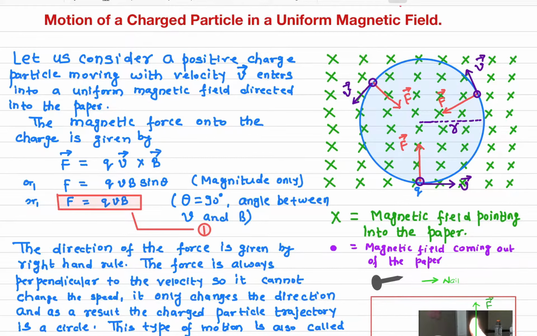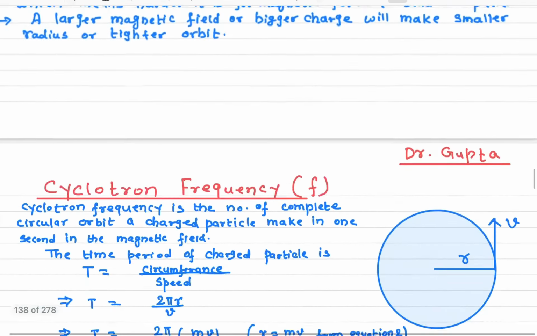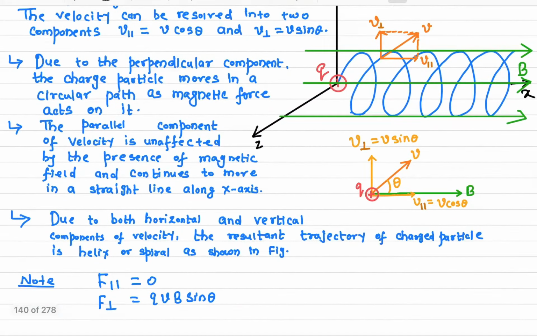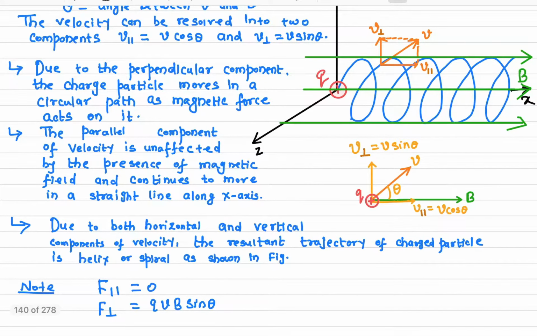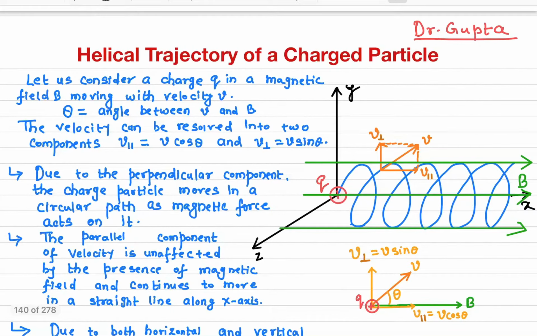In this case, the velocity and the magnetic field are mutually perpendicular, or 90 degrees. What happens if the velocity and the magnetic field are not mutually perpendicular, but at some angle, let's say a 20-degree or 30-degree angle, not 90 degrees? What would be the trajectory of the charged particle? We'll talk about this in this video.